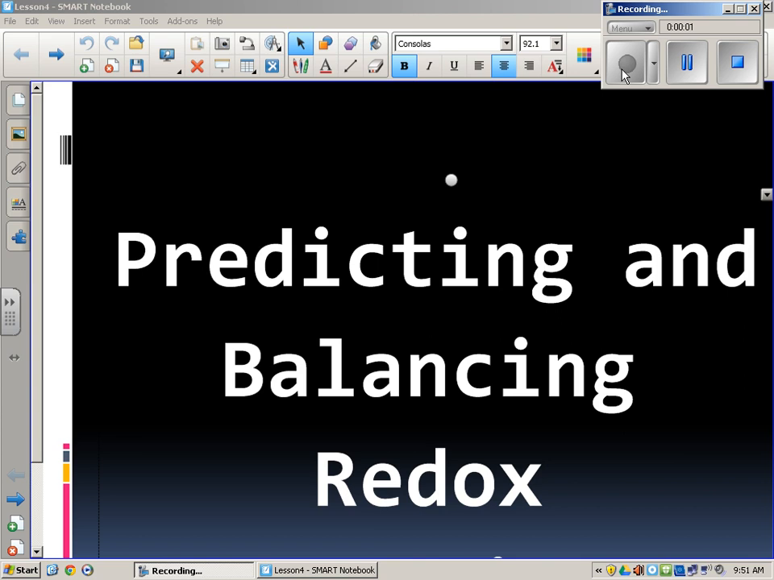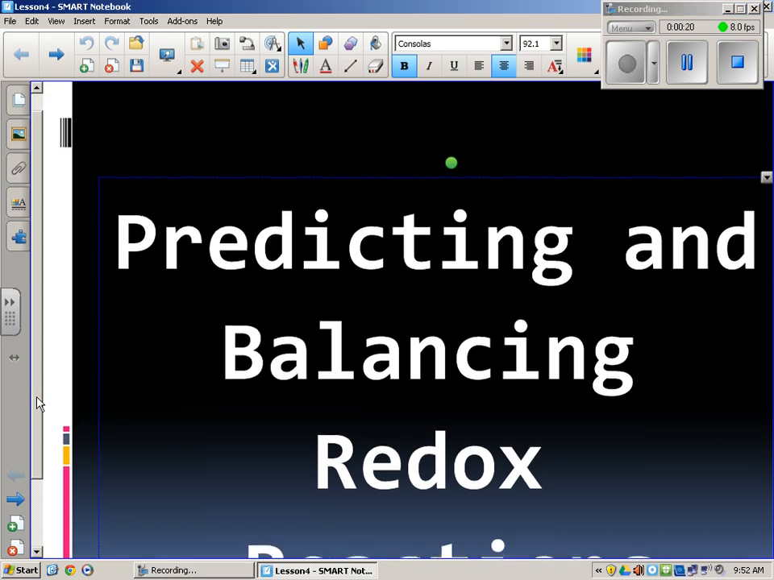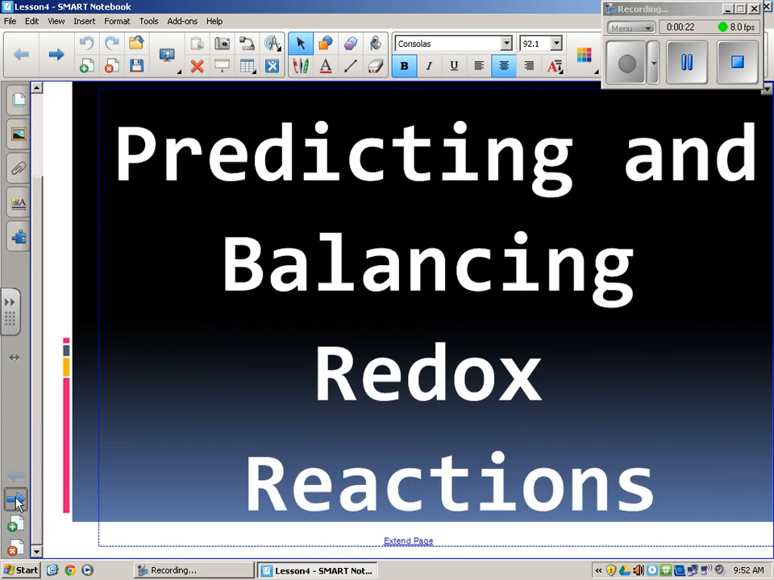This here is lesson 4. We are going to do some of what we call predicting and balancing chemical half reactions. Predicting and balancing chemical half reactions. Here we go. Okay. Half reactions, redox reactions. Okay.